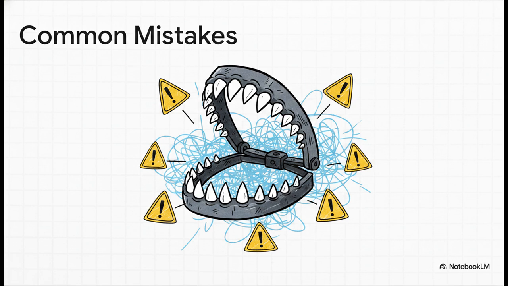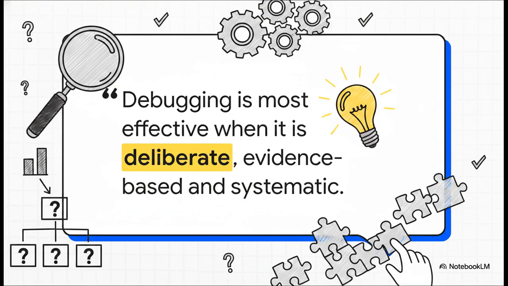Number 3, burying yourself in too much info by spamming print statements. And finally, skipping the retest. Listen, a fix isn't real until you have retested the program to confidently confirm that the original bug is entirely gone. If there is one big idea you take away from this explainer, let it be this. Debugging is most effective when it is deliberate, evidence-based, and systematic. A methodical investigation is always going to beat frustrated guessing. Stop blindly changing things, start observing, and treat your code like a puzzle just waiting to be solved.